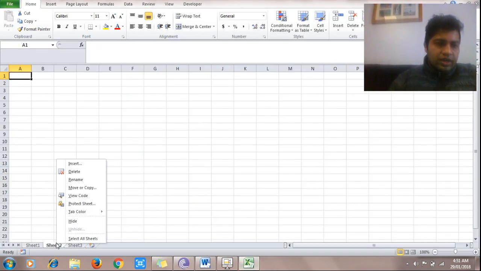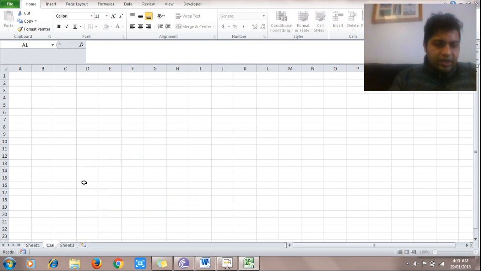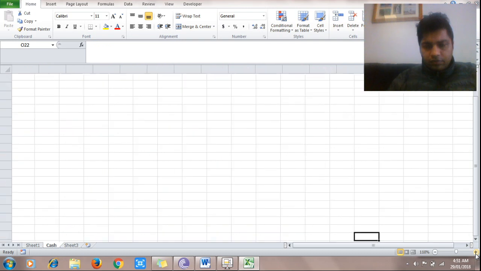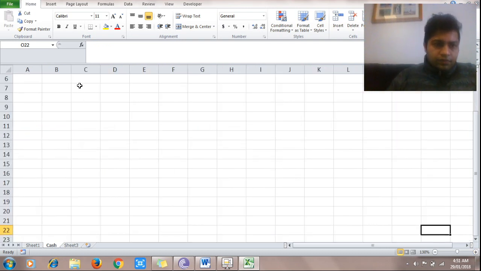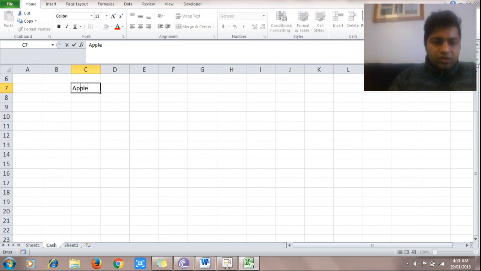So let us first look at cash. I'll rename it as cash. Okay. So let us continue with that Apple example. Apple stock is at $170. Okay, you are doing a cash trade.